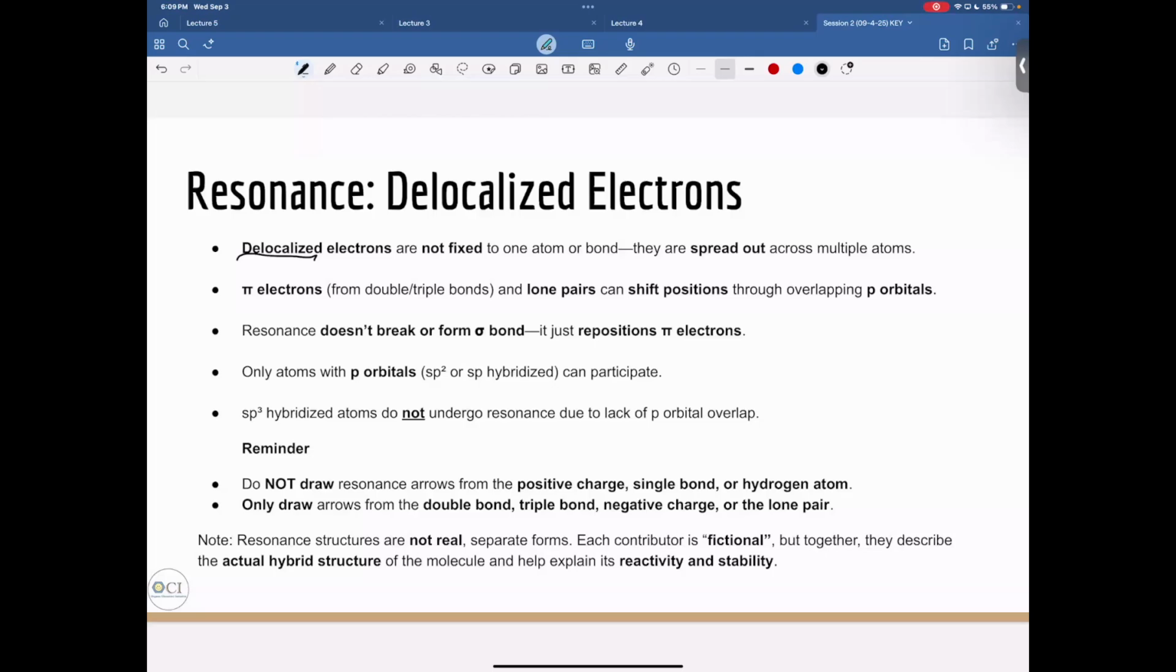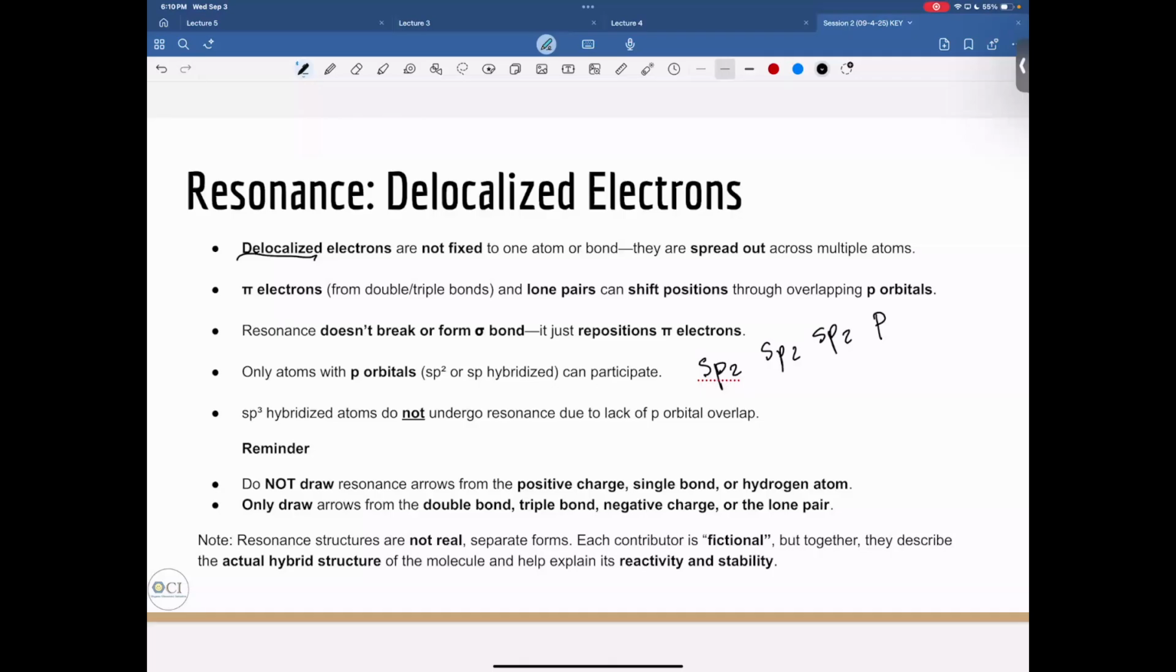And these delocalized electrons can take the form of pi electrons or lone pairs, pi electrons being double or triple bonds. Obviously, these pi electrons are going to occupy the p orbitals. That's an important concept. And then another thing is when we do resonance, only atoms with p orbitals can participate in resonance. So for example, if we have an sp2 hybridized atom, we know that there's going to be 3 sp2 orbitals and 1 unhybridized p orbital, right?